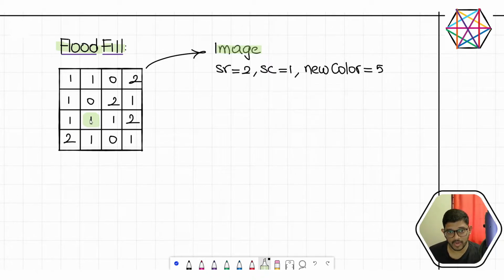So first we will have to change this itself to color 5. I'll put 5 here. And out of these 4 adjacent cells, this one is having a different color, so we can't do anything about it. This one is having the same color, so we will have to change it to color 5. And this one is having the same color, we will change it to color 5. Even this one is having the same color, we will change it to color 5.